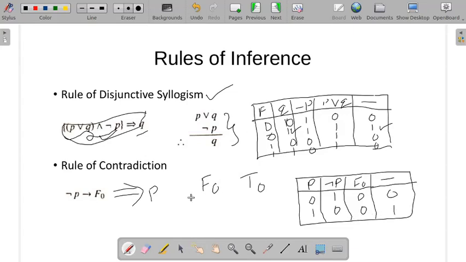So now let's see, whenever this compound proposition here is 1, LHS is 1, then RHS should be 1. In this second case it is 1. Let's see what P's value is. It is also 1. So by truth table we prove that this is a valid argument. Negation P, conditional, contradiction, infers P.